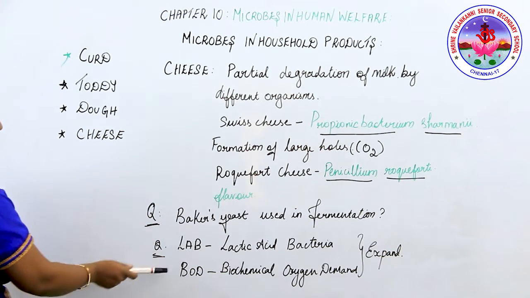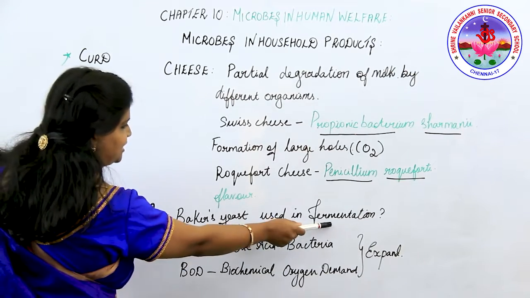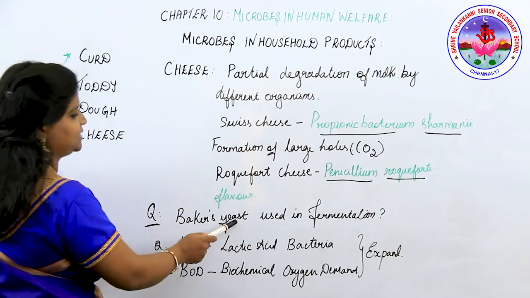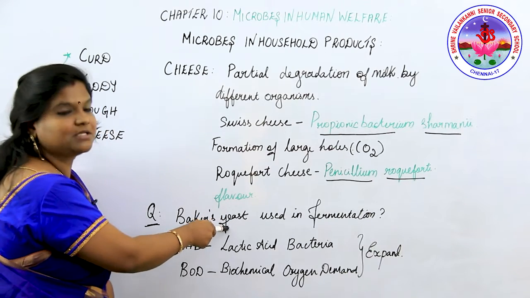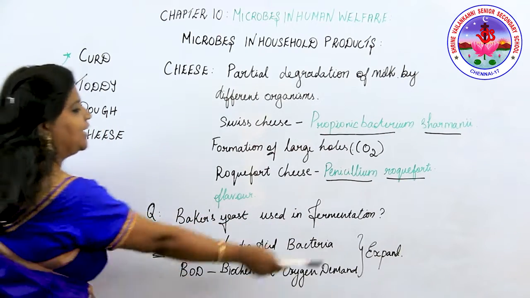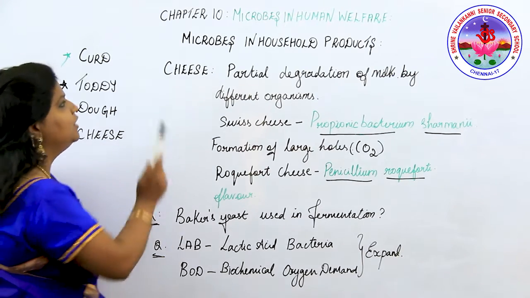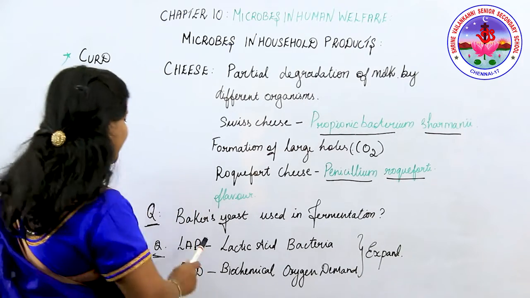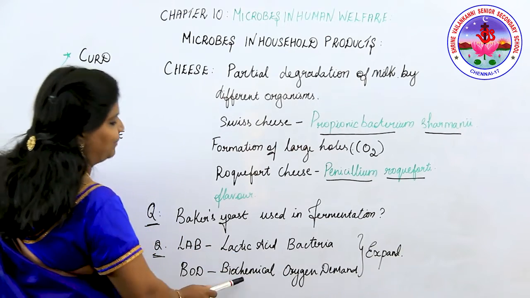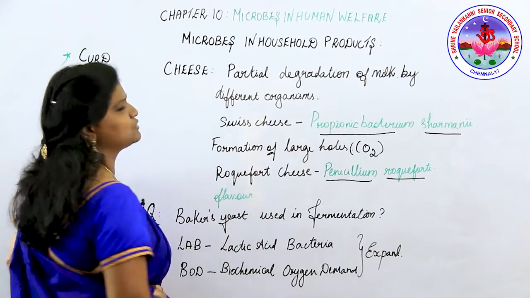Next, here we have two questions to discuss in this video. Baker's yeast is used in which fermentation process? Baker's yeast is commonly called Saccharomyces cerevisiae. Next, expand the following: LAB and BOD. These are two very important ones to study in this chapter. LAB is lactic acid bacteria, and BOD is biochemical oxygen demand. These are the important questions to study in microbes and household products.